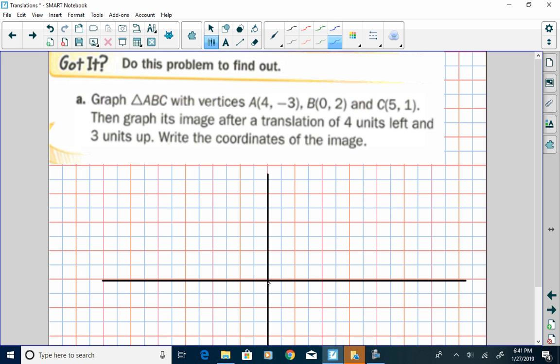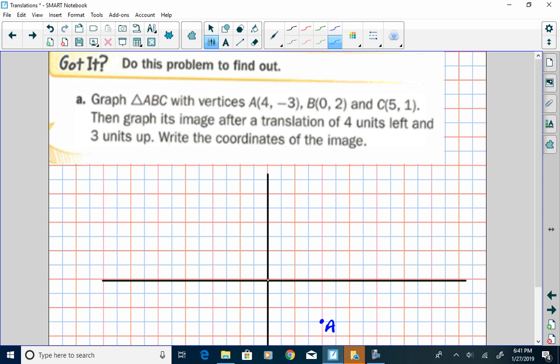Point A is located at 4, -3. So from the origin, I count right 4. 1, 2, 3, 4. Down 3. 1, 2, 3. I'm going down because the y value is negative. Label that point A.